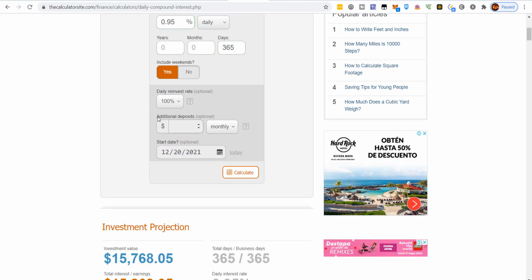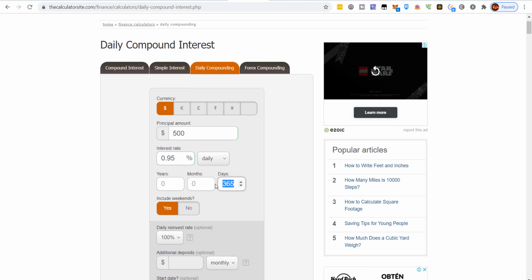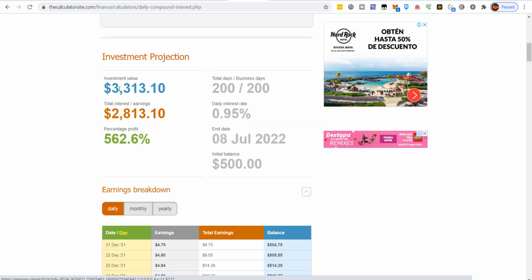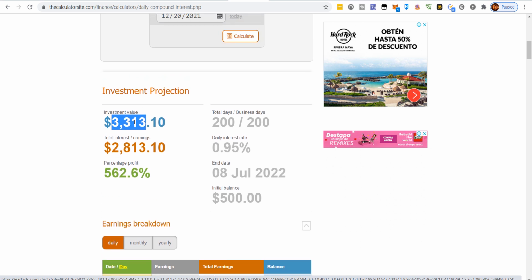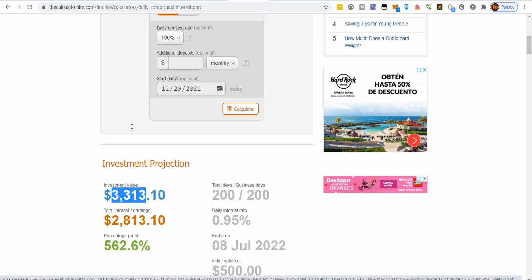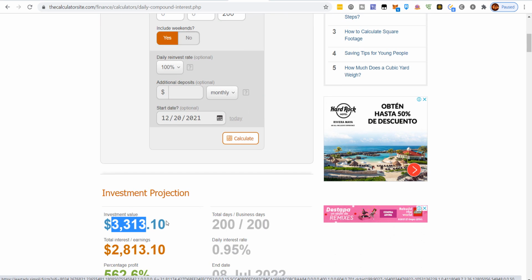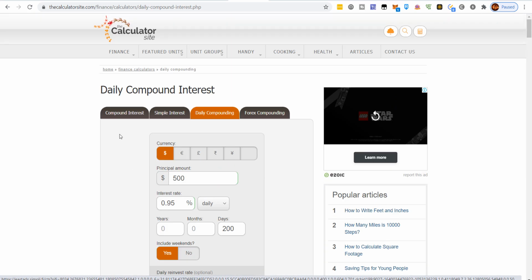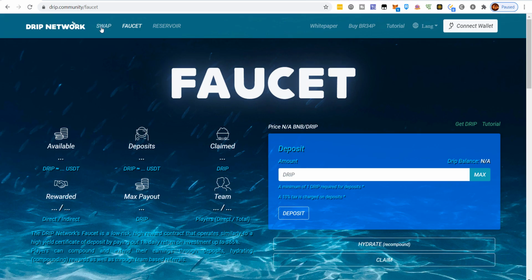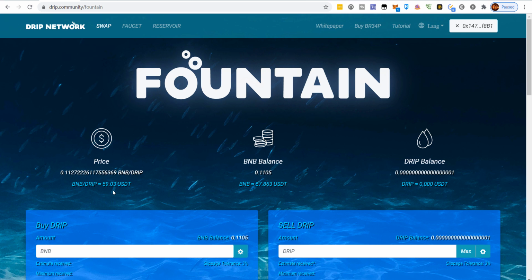Now, there are people that have done this. They haven't compounded for a full year yet, but there are people that have compounded for like 200 days. 3,313 Drip. This isn't dollars, this is actual Drip tokens. There are people getting 331 Drip a day, and they started with 500 Drip 200 days ago. That's crazy when Drip is almost $60 per token right now. Where are we at? $59.06. That's absolutely crazy. So right now, I'm compounding every single day, but I've already got my original investment out.